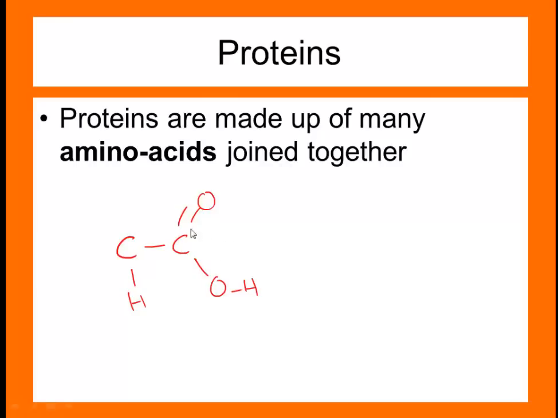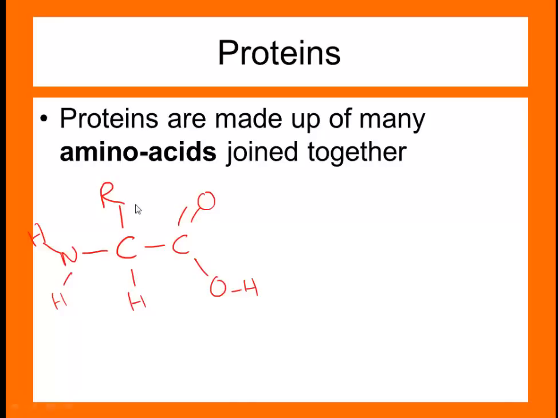So far, what have we got? We've got a carboxylic acid group there. We've got a nitrogen over here. So that immediately means, what elements have we got in here? We've got carbon, oxygen, hydrogen. Well, that's just the same as carbohydrates. But we've also got this nitrogen over here. So, good to see you, nitrogen, and you have brought in something different into the mix.